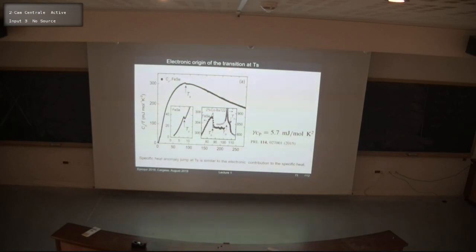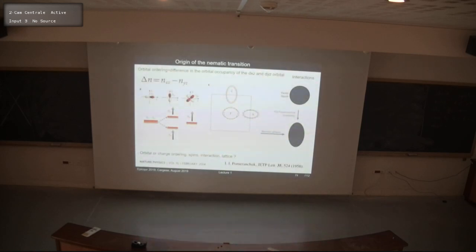Now, another proof for the origin of the electronic transition at the TS is the jump in specific heat. This is the case of iron selenide again. At this temperature, the jump is very small. It's 5.7 millijoules per mole, which is what you expect for an electronic contribution to the specific heat. So this is another evidence that it could be an electronic transition.